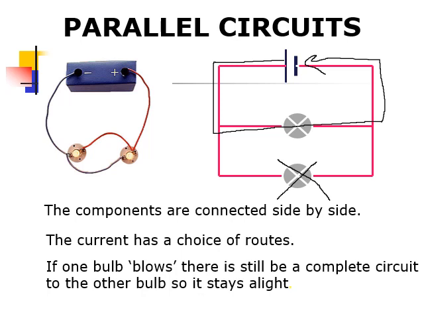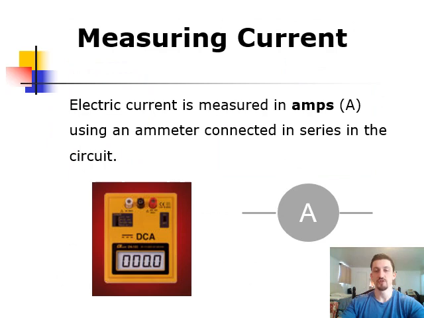Alright, so if we want to measure the current in a circuit, if you remember from the last PowerPoint, the unit we're going to be using is amps or amperes. So we use something called an ammeter, like this picture on the left here, and we connect it in series with the circuit to measure the current.